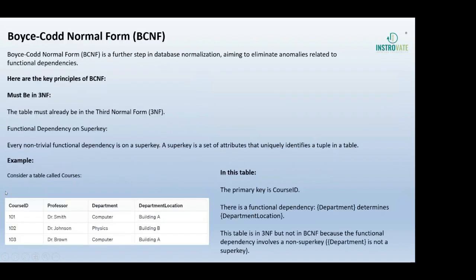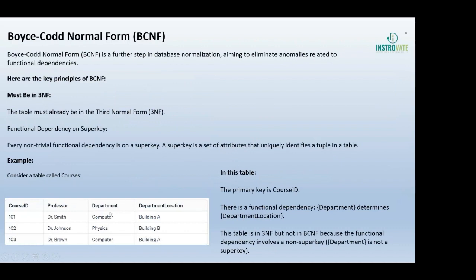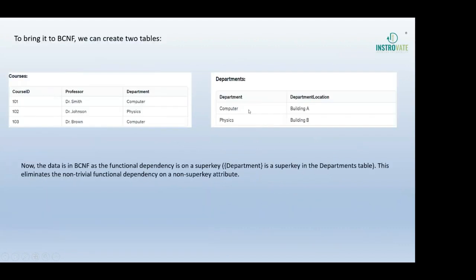So let's move forward, and to bring it to the BCNF, we can create two tables: course ID, professor, and department on one table, and for the second table, department and department location. Now the data is in BCNF, as the functional dependency is on a super key, which is department, a super key in the department table. This eliminates the non-trivial functional dependency on non-super key attributes.